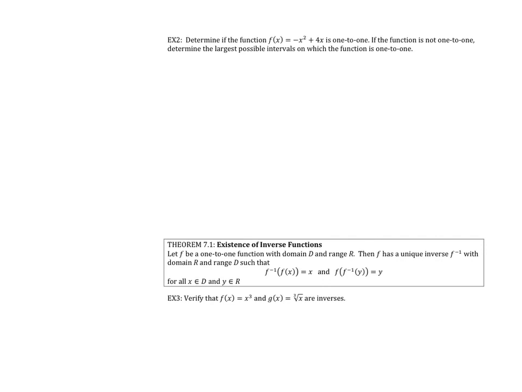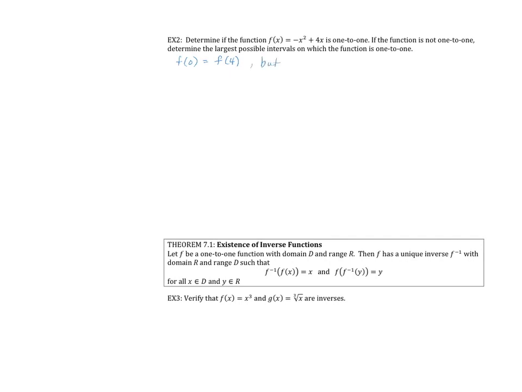So if we look at example 2, the function is a parabola. It opens down. I know it's not going to pass the horizontal line test. So all I have to do is come up with one example. So f of 0 is equal to f of 4. Is that true? F of 0 is 0. F of 4 is also 0. So these y values are the same.